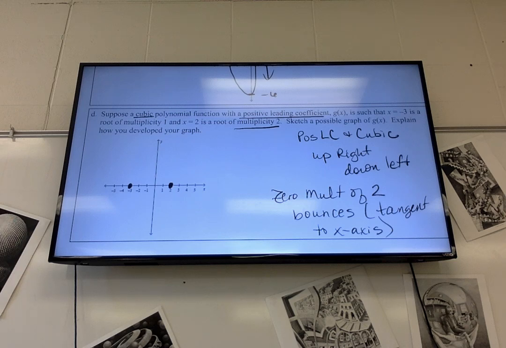All right, so it's going to go down on the left, up on the right, and over here at 2, it's got to bounce. So, well, it might help if I go through the point. No. Something like that. And this is a pretty good explanation.